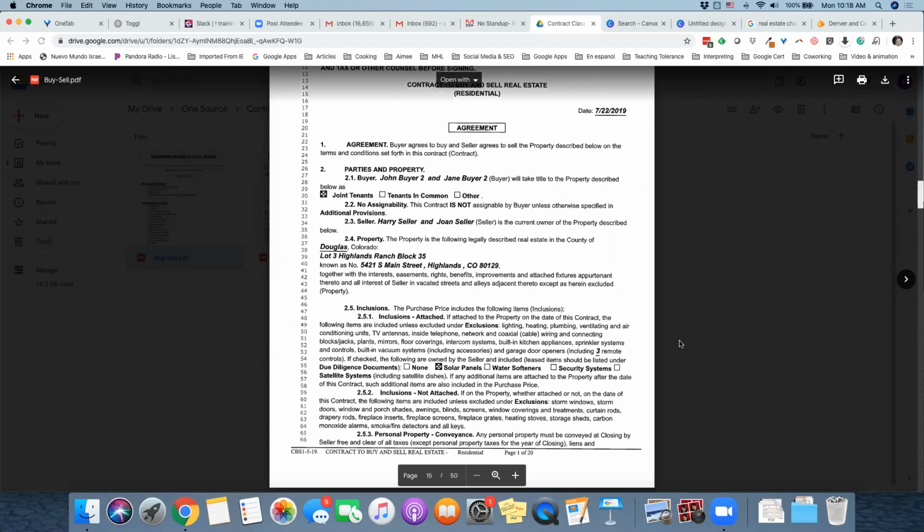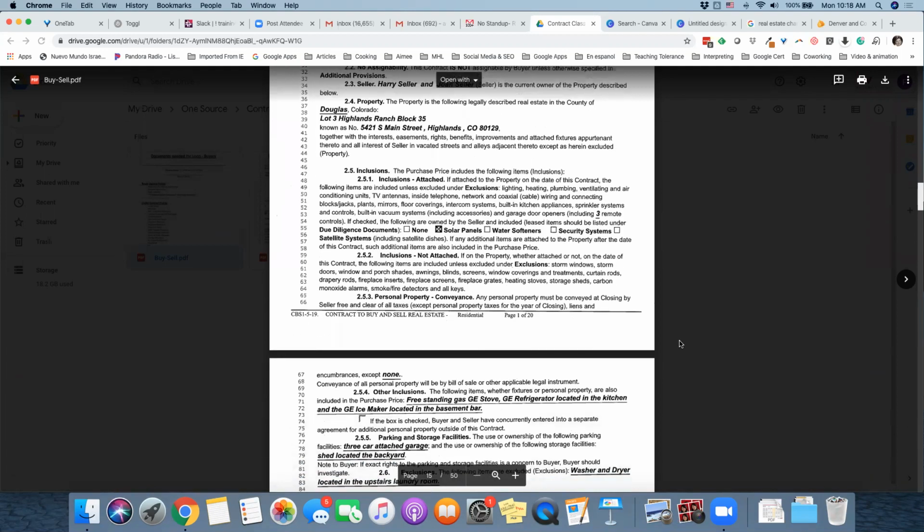Number 2.5.1 is inclusions, and where you see the number of garage door openers included, please put a number. If you see a 1 garage, put 1. If you see 2, 2. This 3, 3. This way you know how many are supposed to be left at the house. If not, then request it. So you can double check that prior to closing to make sure that those garage door openers will be left at the house.